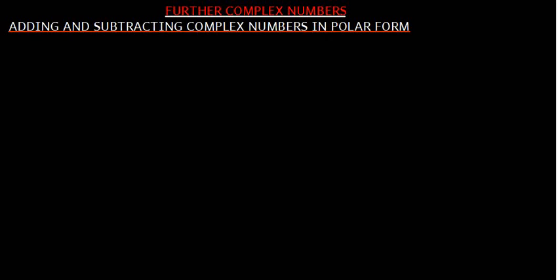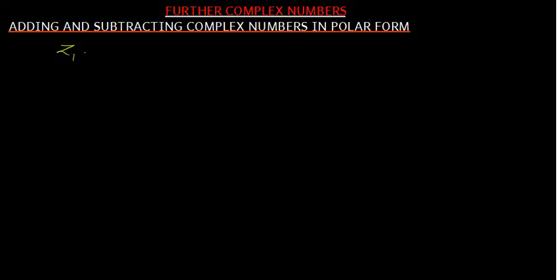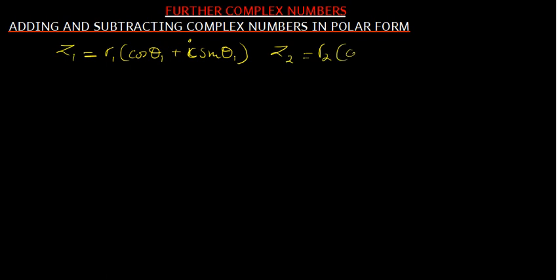Let's say we've been given a first complex number z1, which is in polar form as r1 cos theta 1 plus i sin theta 1, and then we've been given another complex number z2, which has got r2 cos theta 2 plus i sin theta 2. Now we want to add these two complex numbers.